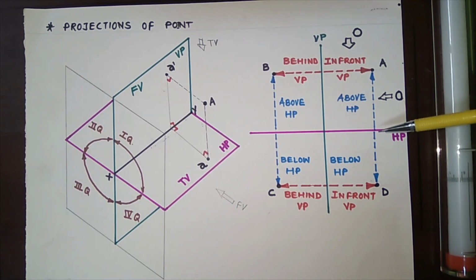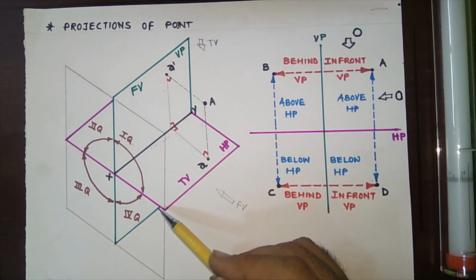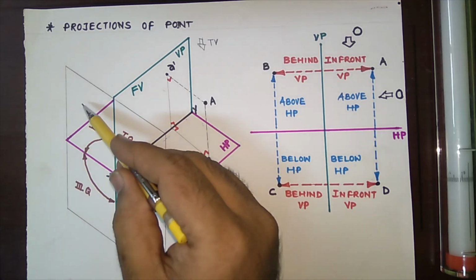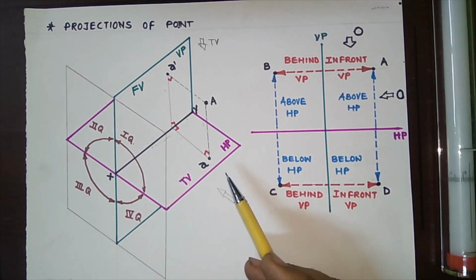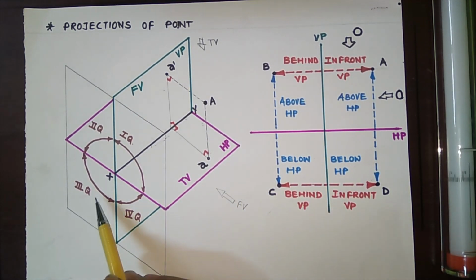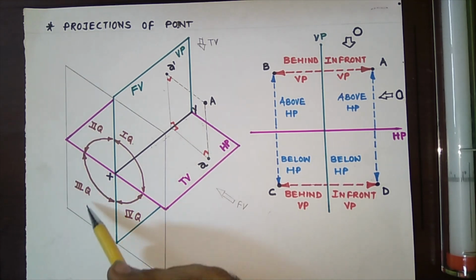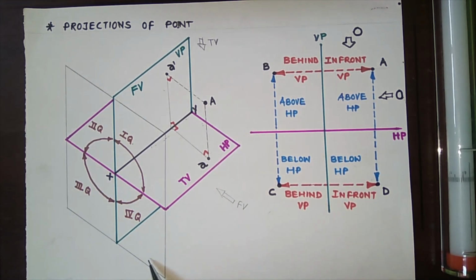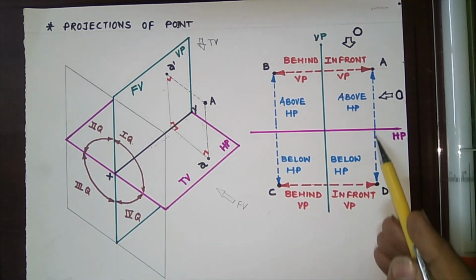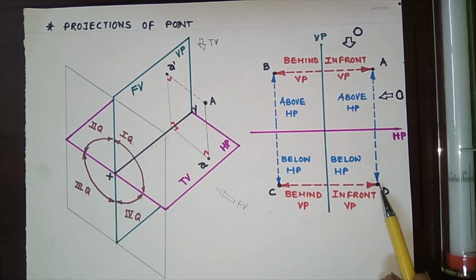Now the point is, if the point is located above horizontal plane, in which two quadrants will it appear? First quadrant and second quadrant. Similarly, if I say the point is below HP, it is appearing in which two quadrants? That is third quadrant and fourth quadrant. So below HP, third quadrant; below HP, fourth quadrant.